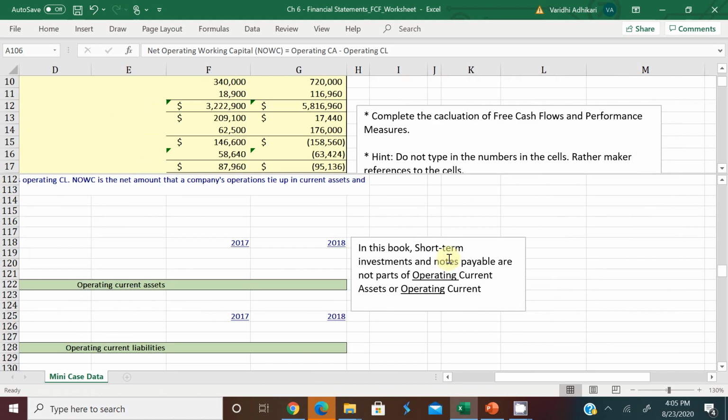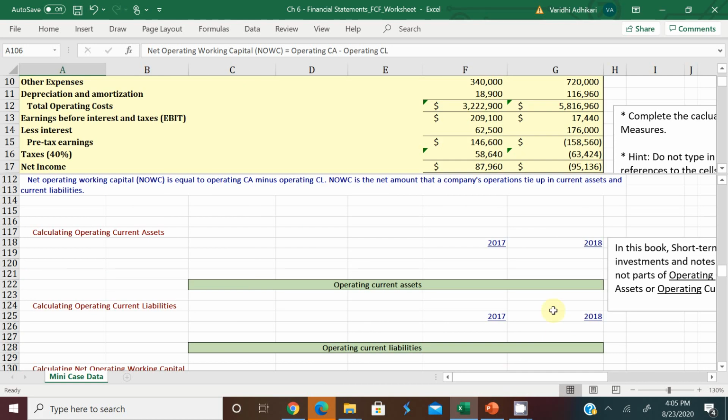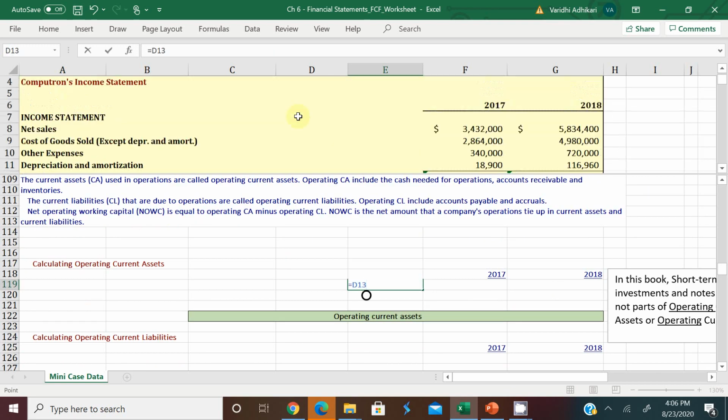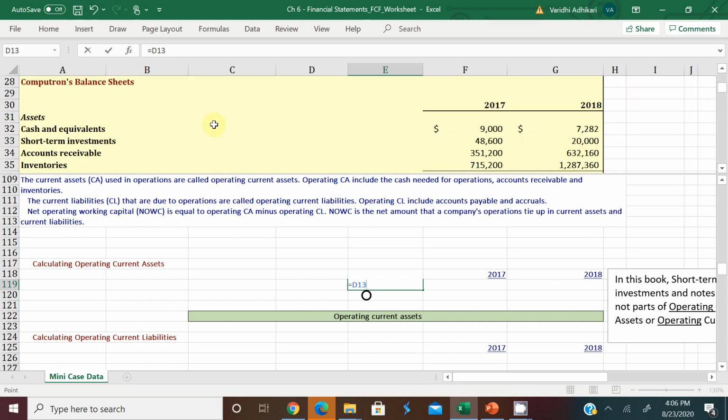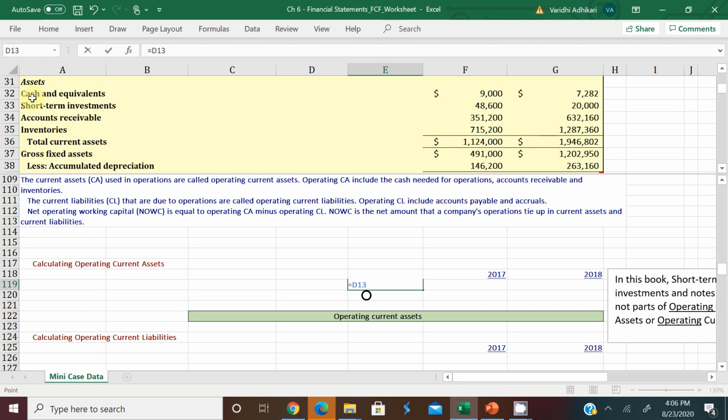Okay, so short-term investment and notes payable, even if they are part of current assets and current liabilities, will not be included in the operating current assets and liabilities. So what are the operating current assets of this company? They will include, for example, cash and equivalents. If I just look at the balance sheet, I don't know which one is easier, to make references or to type it in. All right, so the current asset of this company is that. Maybe once I get used to it, it's easier to make references.